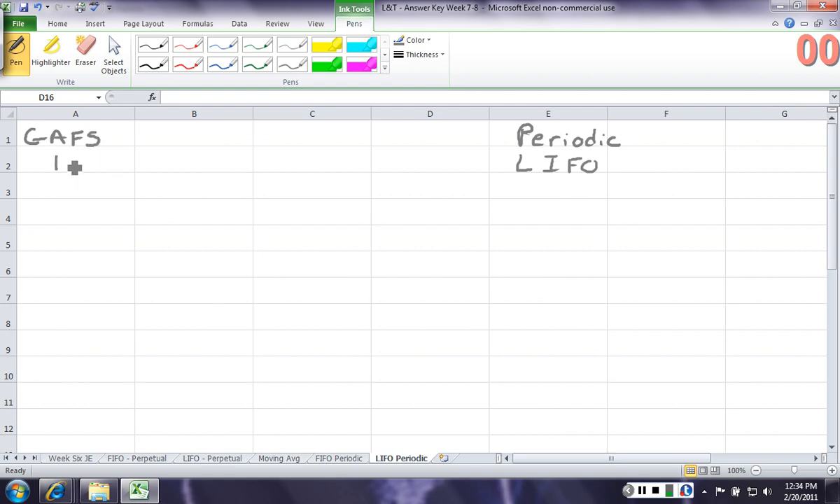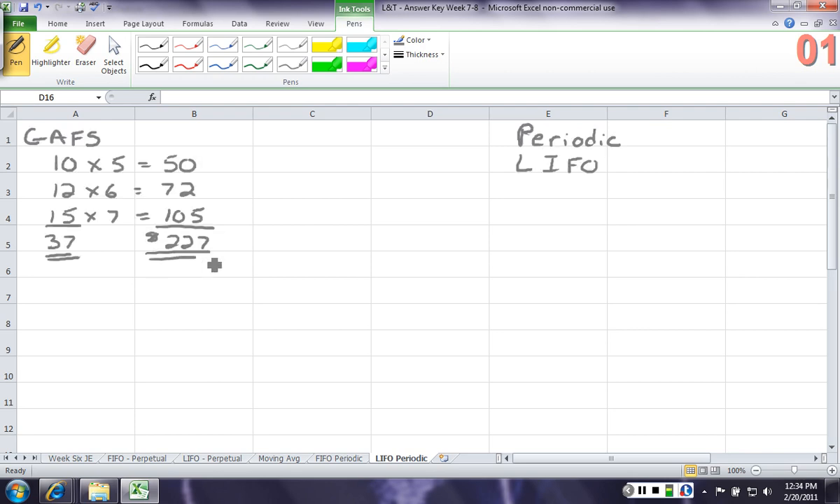We're going to take 10 units that we purchased at $5 and we had $50. Then we purchased another 12 at $6 for a total of $72. Then we purchased 15 units at $7 for a total of $105. 37 units at a total of $227. That is our goods available for sale.